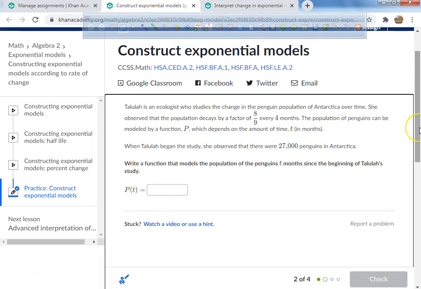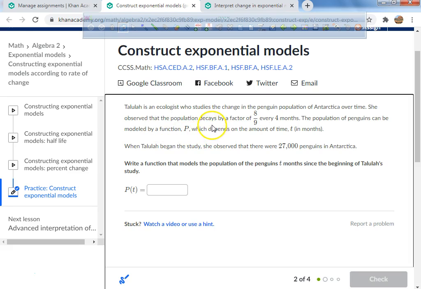Dadgummit, can't we get a growth one? Everything's decaying. Okay, now, everything's decaying. So Tallulah, that's a fun name, is an ecologist who studies change in penguin population. I like penguins. All right, who doesn't like penguins, right? If you don't like penguins, there's something wrong with you.